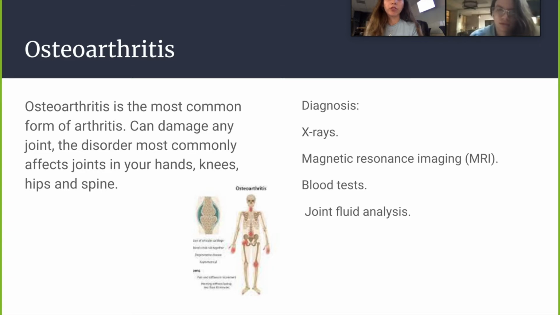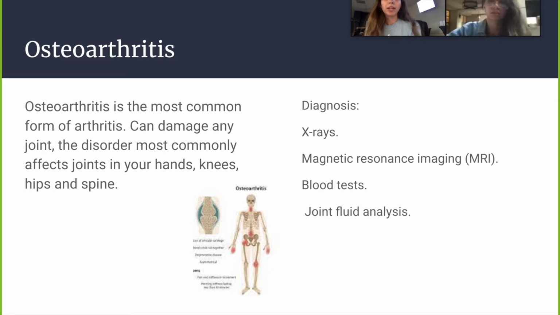We can also perform magnetic resonance imaging. An MRI uses radio waves and a strong magnetic field to produce detailed images of the bone and soft tissues, including cartilage. An MRI isn't commonly needed to diagnose this type of disease, but it can help provide more information in complex cases.